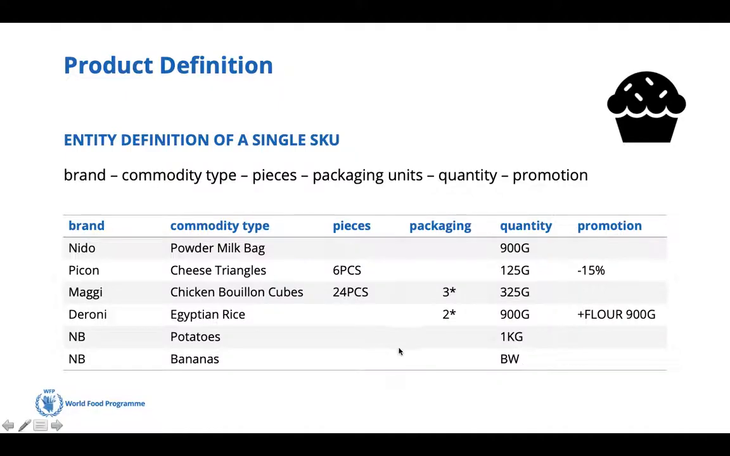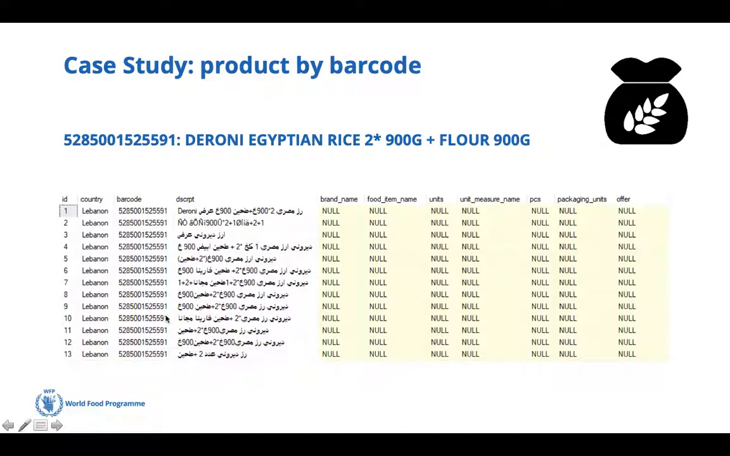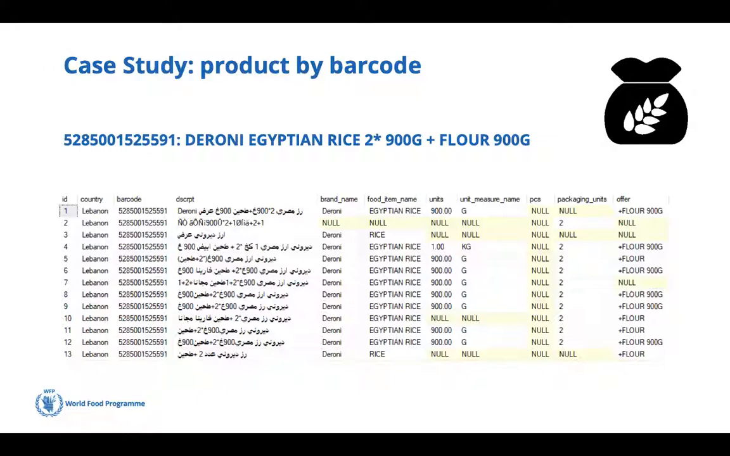Let's have a deeper look in one specific product, that is Deroni, Egyptian rice. This barcoded product has been sold in Lebanon in roughly 30 shops during the last 3 months. So here I'm displaying just a few descriptions of how retailers describe the SKU in their own product catalog. When we look at it with our human eyes, we can immediately spot the patterns, even if we don't understand the language. But how to teach a computer to do this? This was actually our challenge.